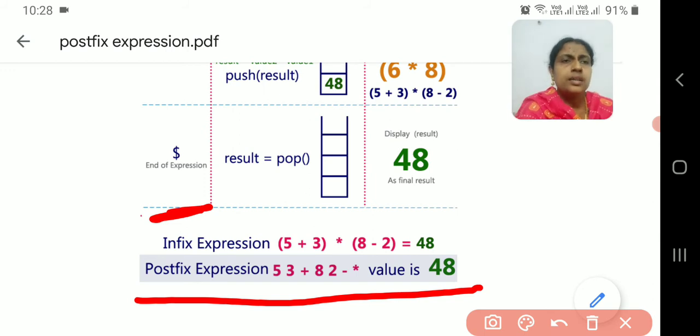Got an idea? Just a simple rule. Read from left to right. If operands come, keep pushing them to the stack.